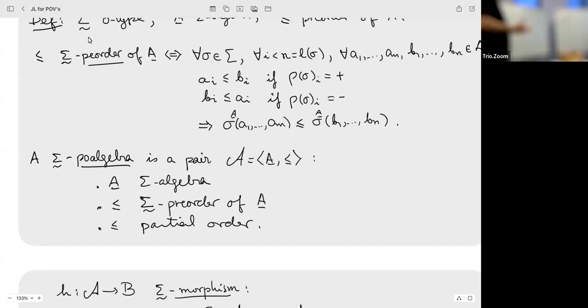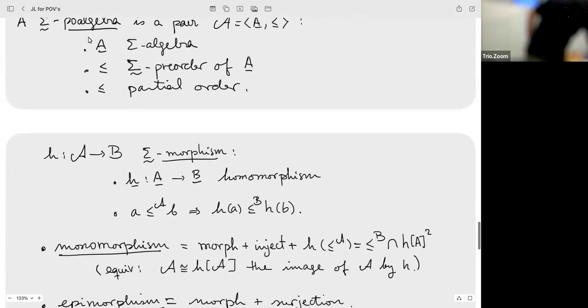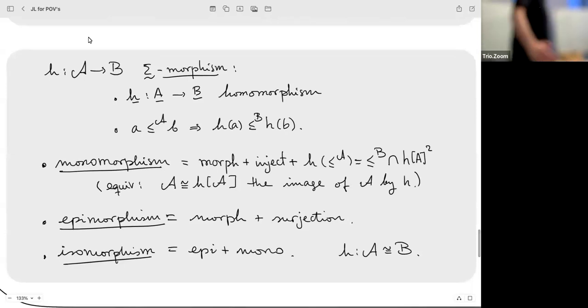And what Pigozzi did was, for those objects, for those partially ordered algebras, he created a universal algebra theory, the analogue of universal algebra. So what do we have to do? We have to start to define what is a morphism. A morphism is going to be a homomorphism of the corresponding algebras, and moreover, it has to respect the orders. It is going to be a monomorphism if it is a morphism that is moreover injective, and the order of the image should be the order of the other algebra, but restricted to it.